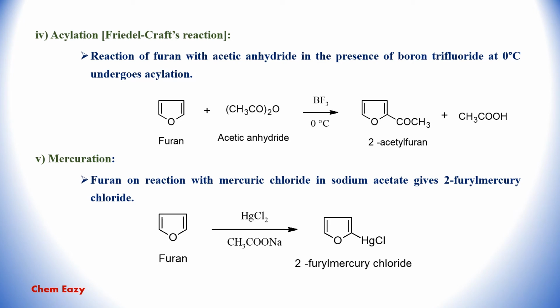Next electrophilic substitution reaction of furan is acylation, which is one of the Friedel-Crafts reactions. In this acylation reaction, furan treated with acetic anhydride in the presence of boron trifluoride at 0 degrees Celsius gives 2-acetyl furan. The second position of furan is acetylated. In mercuration, furan treated with mercury chloride in sodium acetate gives 2-furyl mercury chloride.